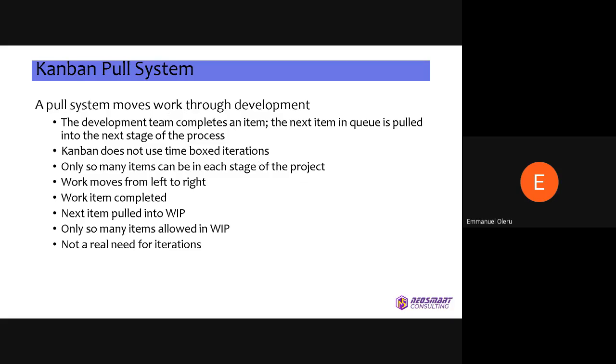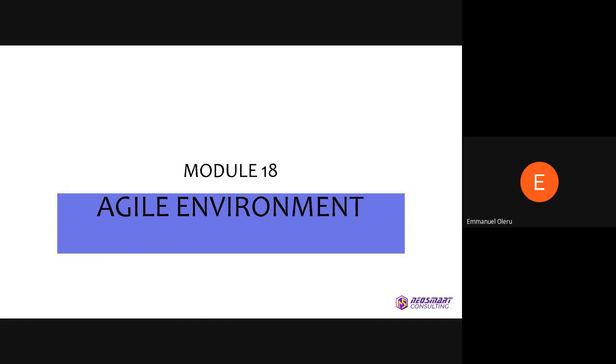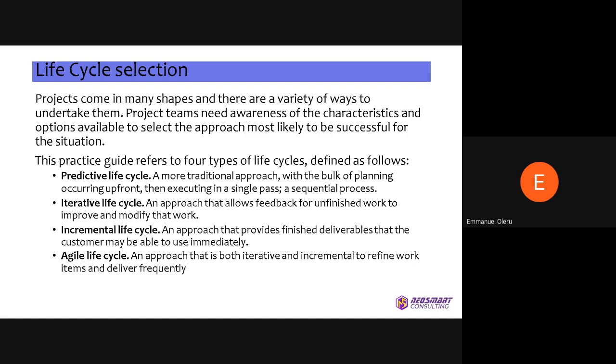Okay, let's talk about the agile environment, right? The projects that we do in agile come in different shapes and different ways we undertake them, and it's very important that the project team has an awareness of the different characteristics or options available, because it will help them choose the most likely successful way to achieve the project that they are trying to achieve.